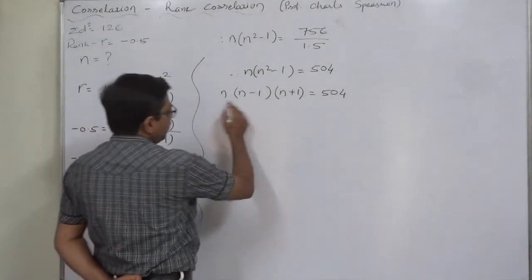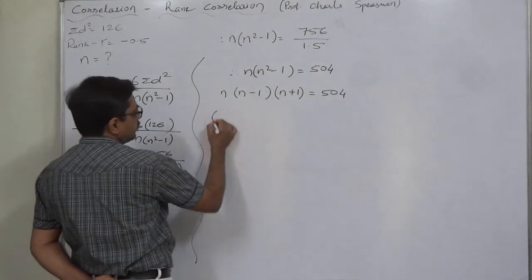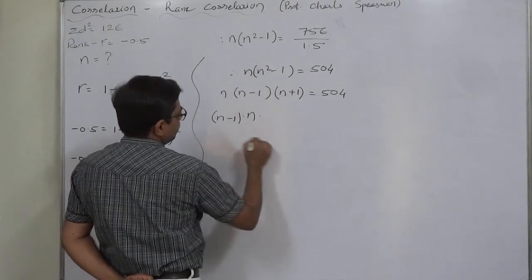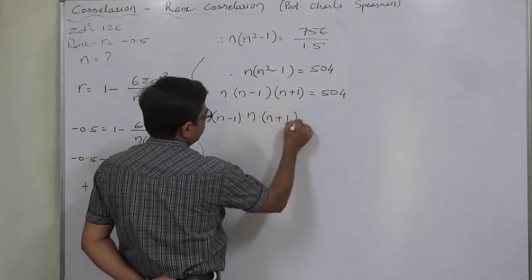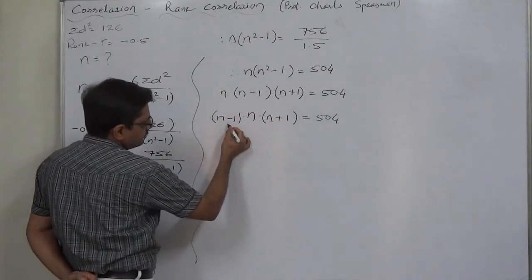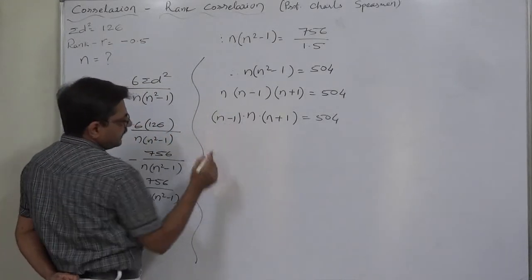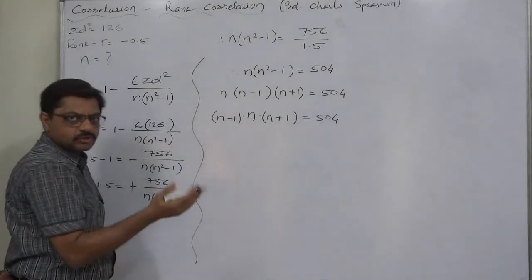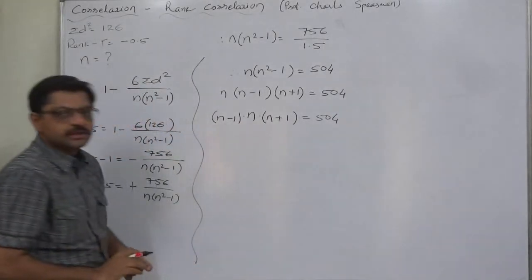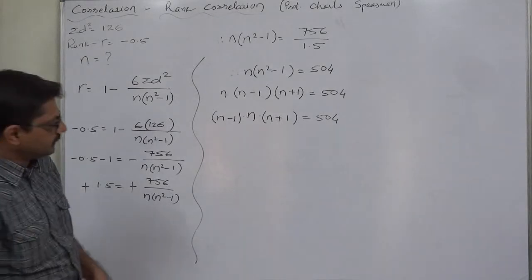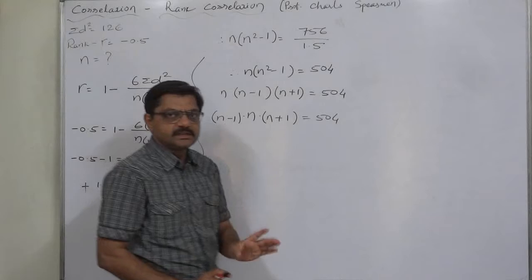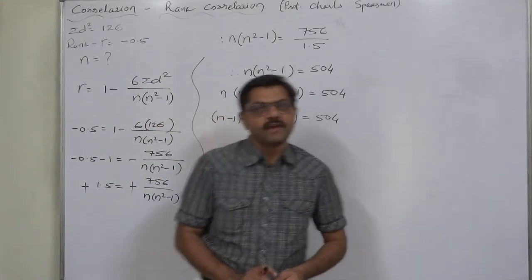Let us arrange these three in ascending order. Smallest n minus 1, then into n, then into n plus 1, equals 504. And see, the difference between these two consecutive values is 1. N minus 1 plus 1 is n. N plus 1 is n plus 1. So these are three consecutive numbers, the product of which is 504. Multiplication of these three consecutive numbers is 504.